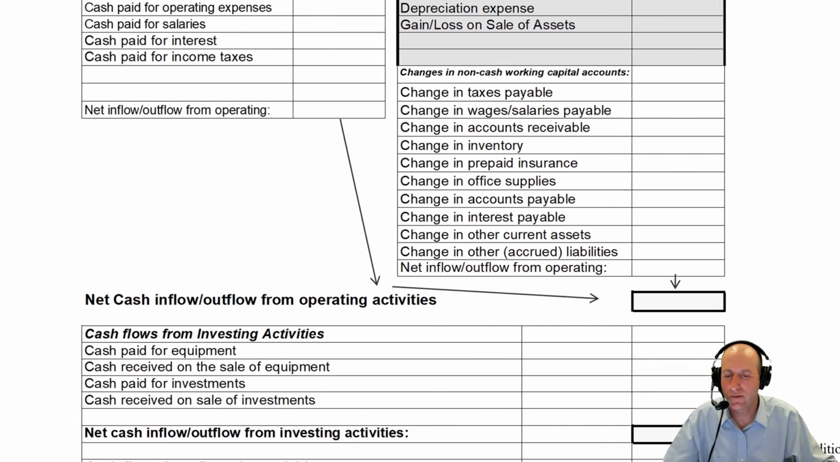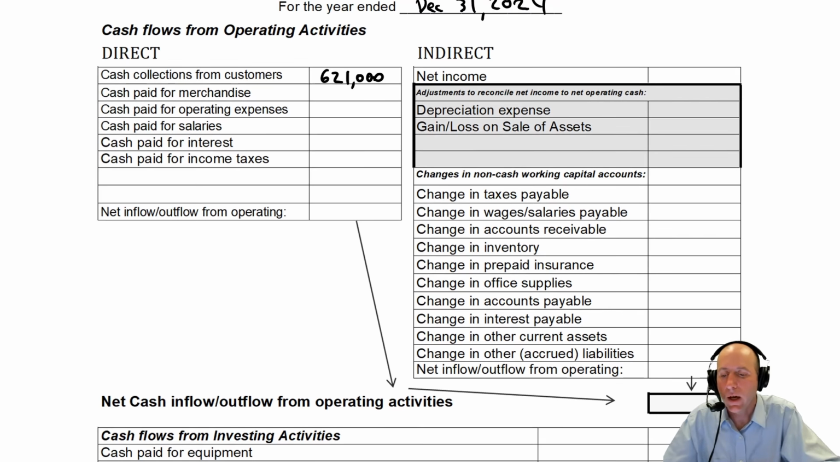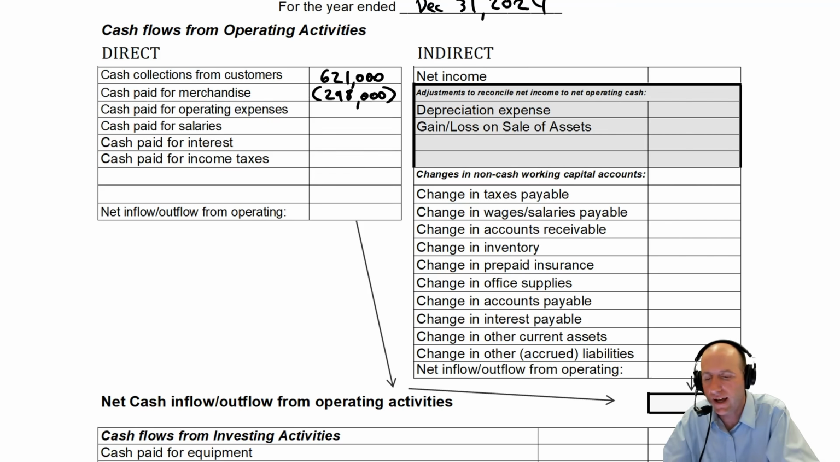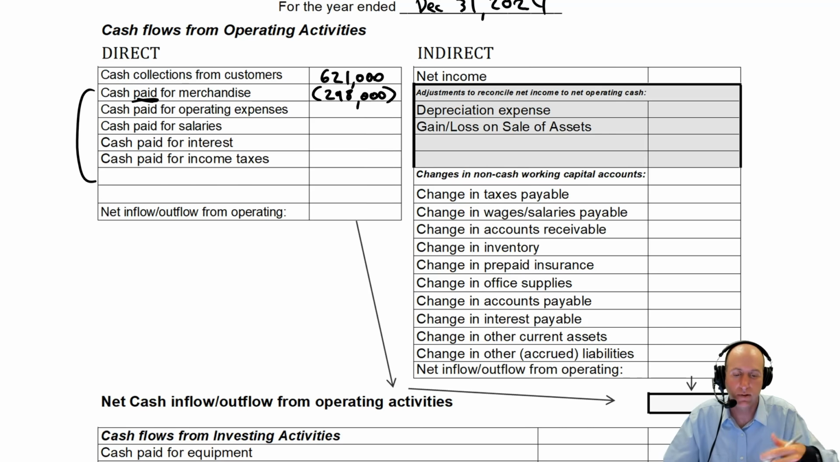Okay, let's fill it in. Cash paid for merchandise is 298. Now, because this is a cash outflow, put it in brackets, right? It's cash paid. And all these ones that say paid, all these ones are going to be negatives because it negatively impacts our cash balance.